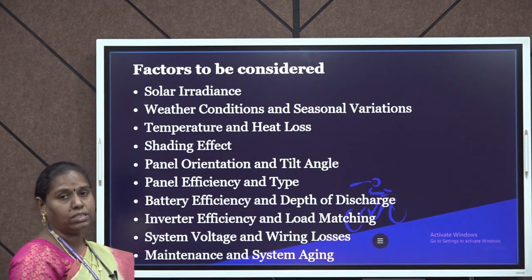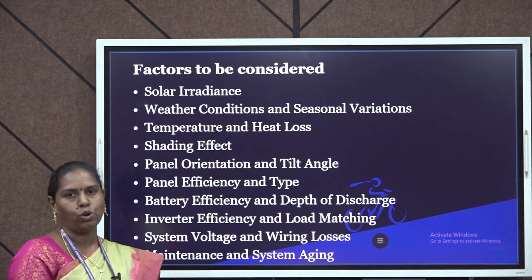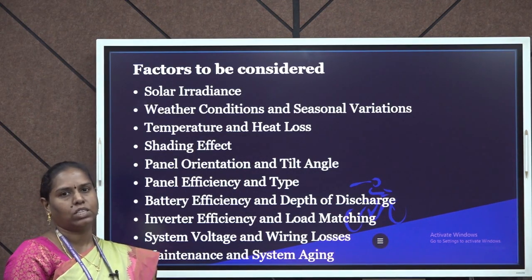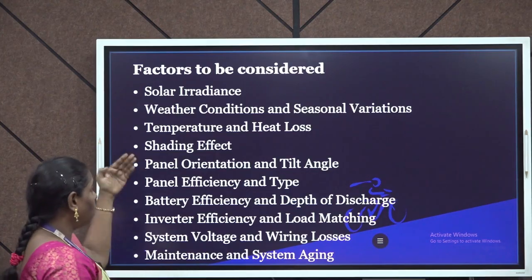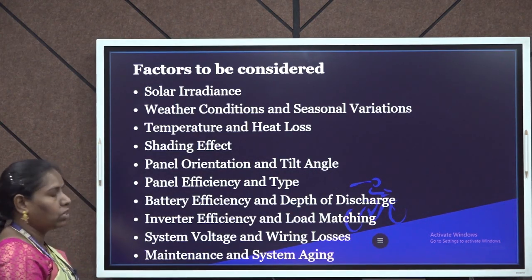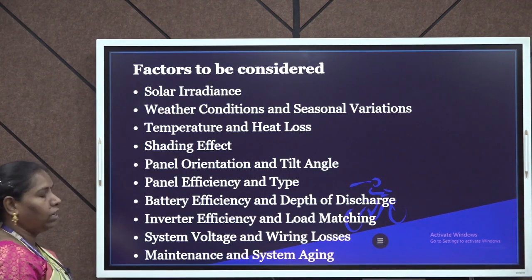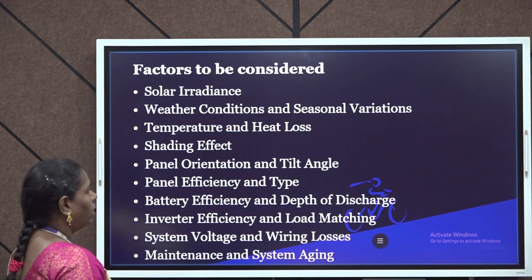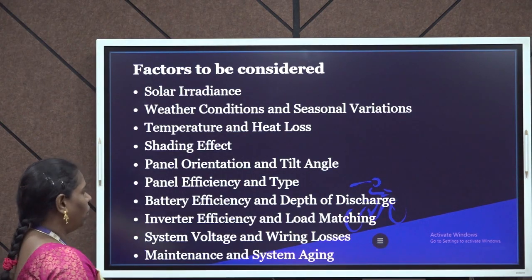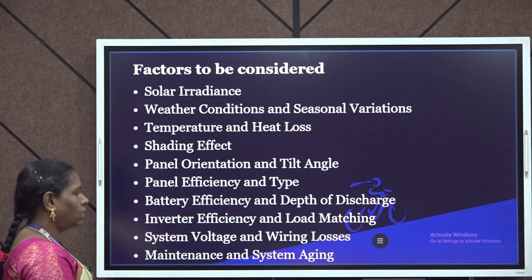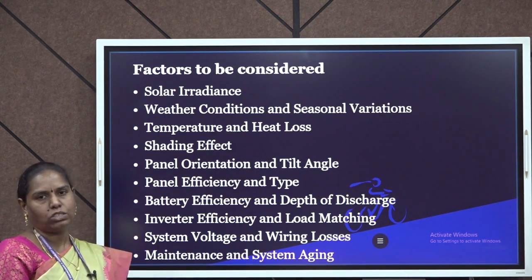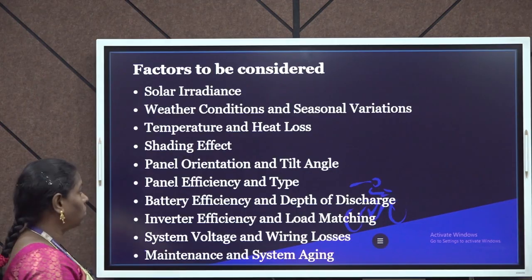So, the factors to be considered are based on the location of installation of solar panels, environmental conditions and the components involved in the construction of solar PV systems. We list out the factors. That is number 1, solar irradiations, weather conditions and seasonal variations, temperature and heat loss, shading effect, panel orientation and tilt angle, panel efficiency and type, battery efficiency and its type, inverter efficiency and load matching, system voltage and wiring losses, maintenance and system aging. So, these are the factors that affect the performance of solar PV systems.